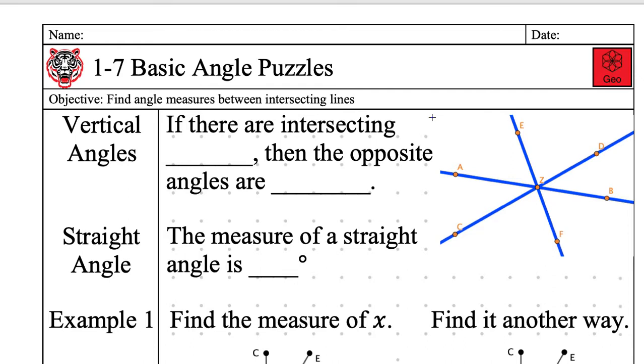All right, we are on lesson 1-7. We are in geometry. Today's date that everyone should be writing down is Monday, September 16th, 9/16.